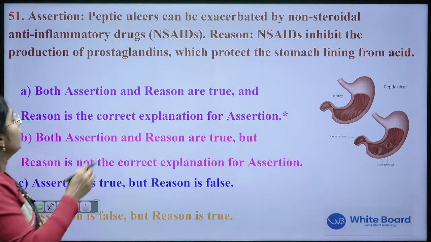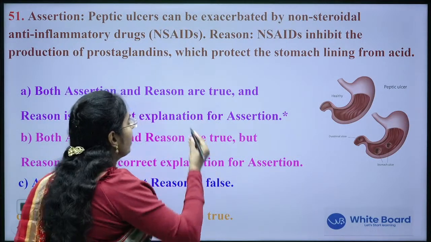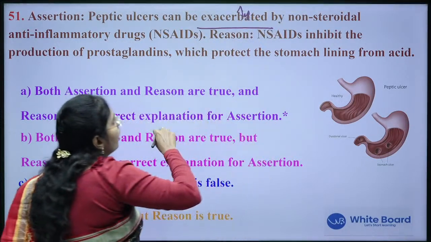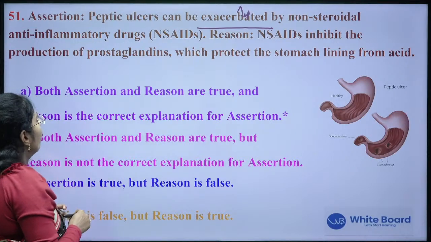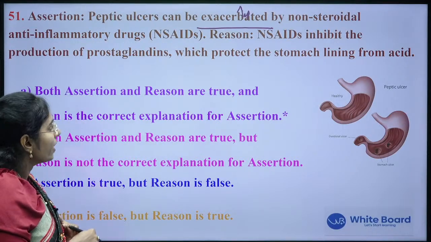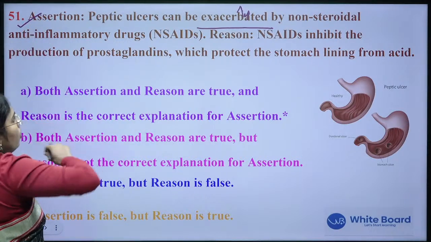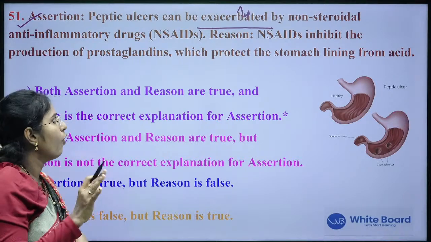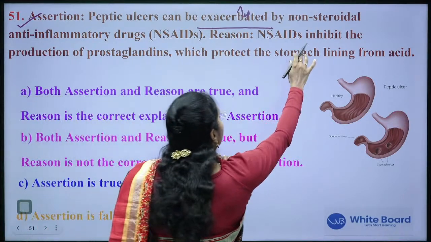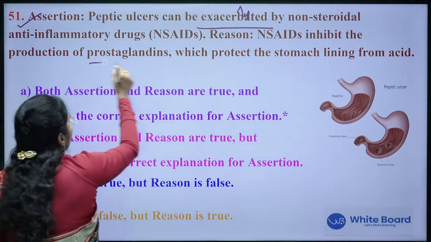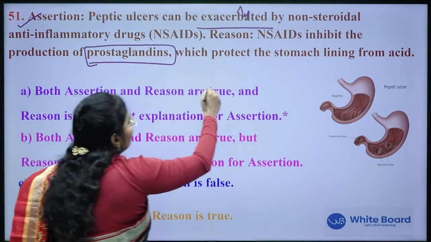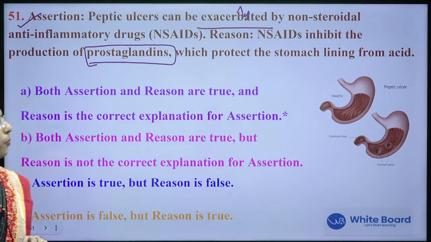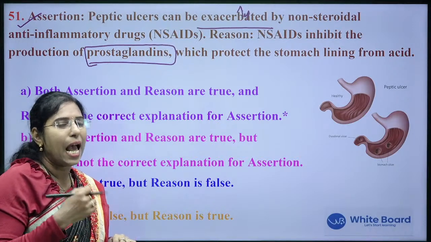Coming to the next question: peptic ulcers can be exacerbated, meaning they get increased, by non-steroidal anti-inflammatory drugs. Yes, the reason is true. When we use non-steroidal anti-inflammatory drugs, there is a chance of peptic ulcer formation. So what is the reason here? These NSAIDs inhibit the production of prostaglandins, which protect the stomach lining from acid production. So what do these prostaglandins do? They inhibit the acid secretion.